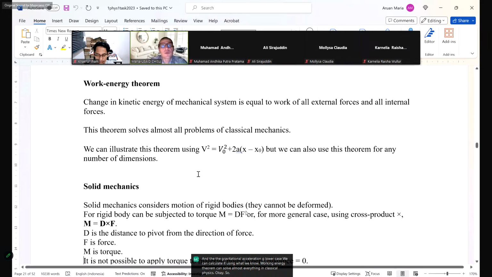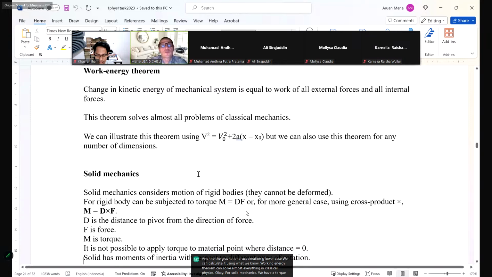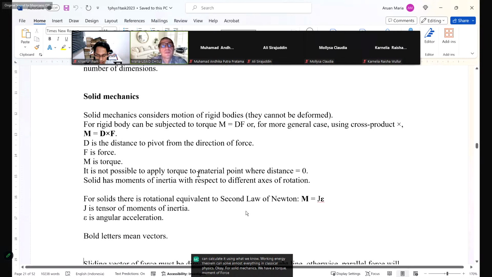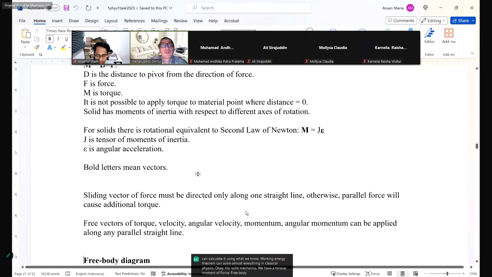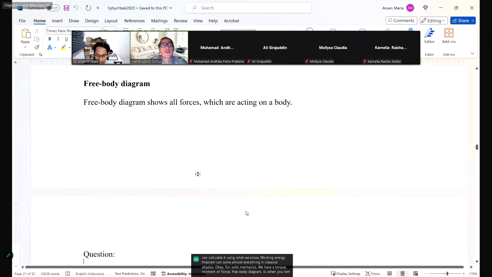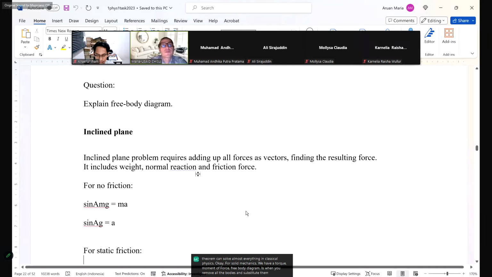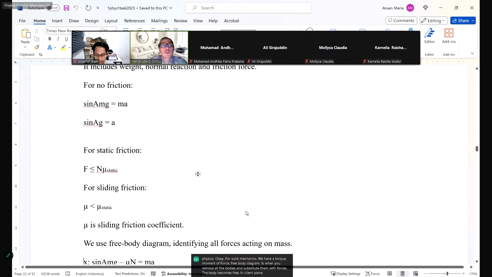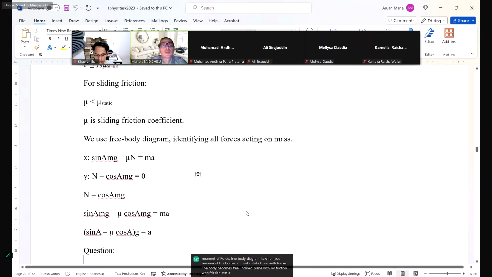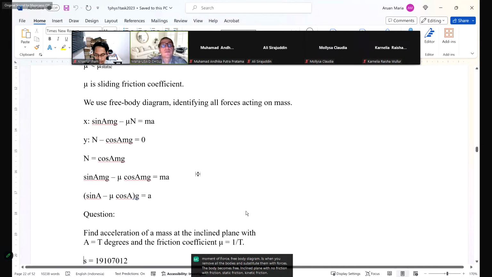For solid mechanics, we have torque, moment of force. Free body diagram is when you remove all the bodies and substitute them with forces. The body becomes free. Inclined plane with no friction, with friction, static friction, kinetic friction.